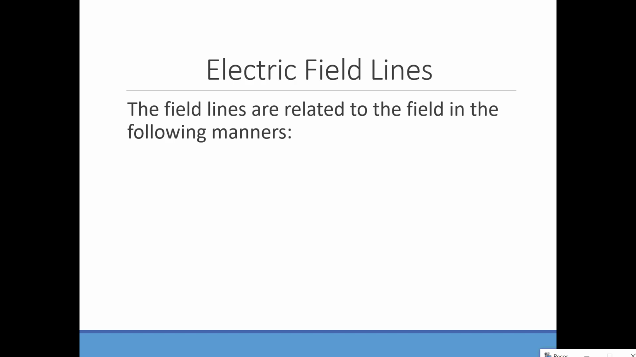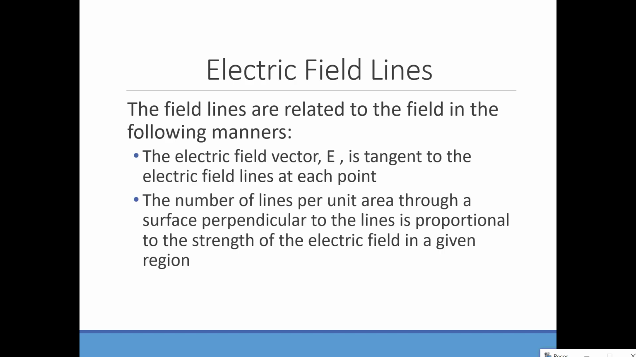When we do electric field lines, there's a couple things that we have to understand when we're drawing them. First off, the electric field vector, and remember a vector has a direction. If you place a charge anywhere in an electric field, the direction that the charge will feel a force is always going to be tangent to the field lines at that point. The electric field vector and the force vector will always point in the same direction.